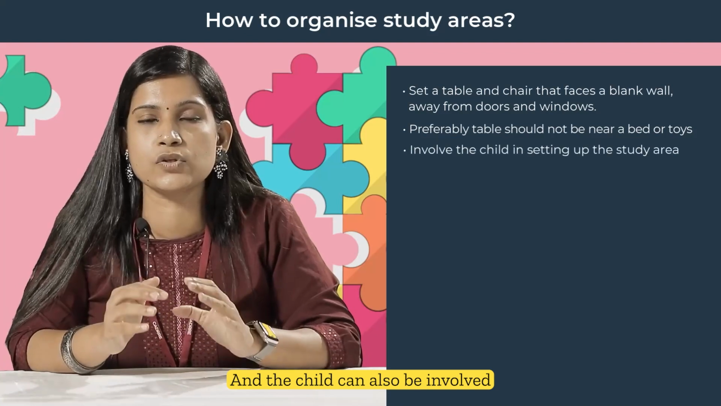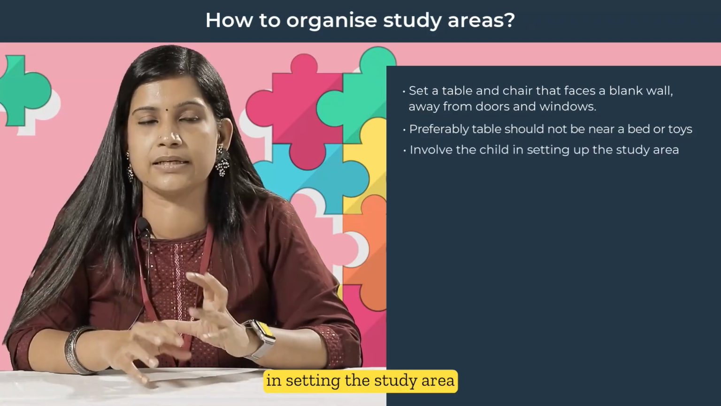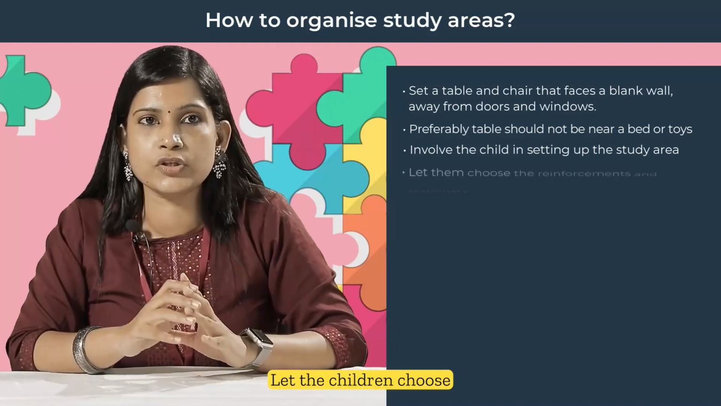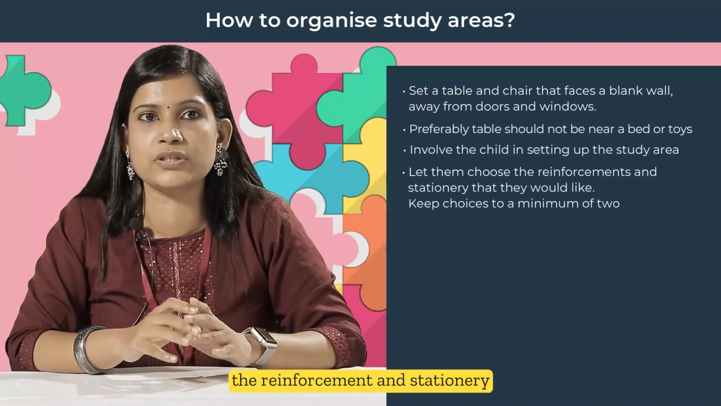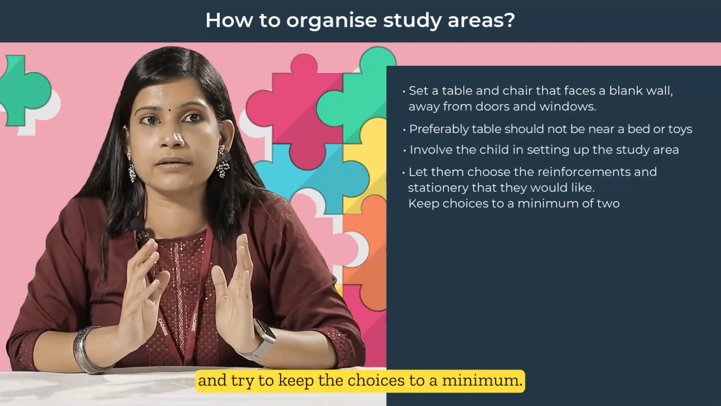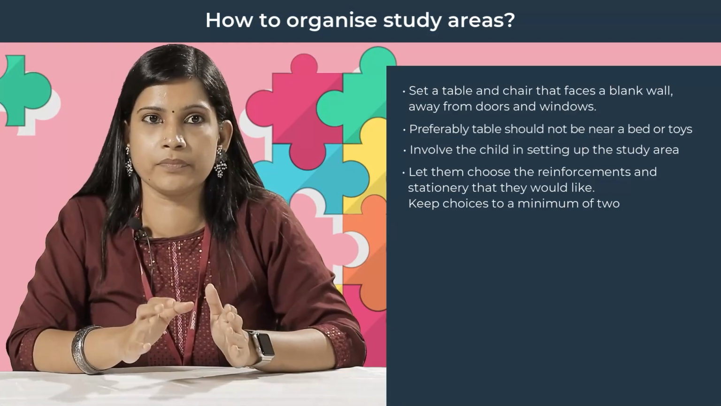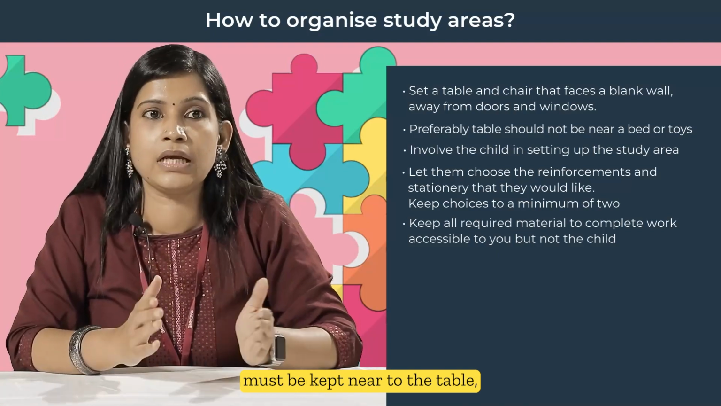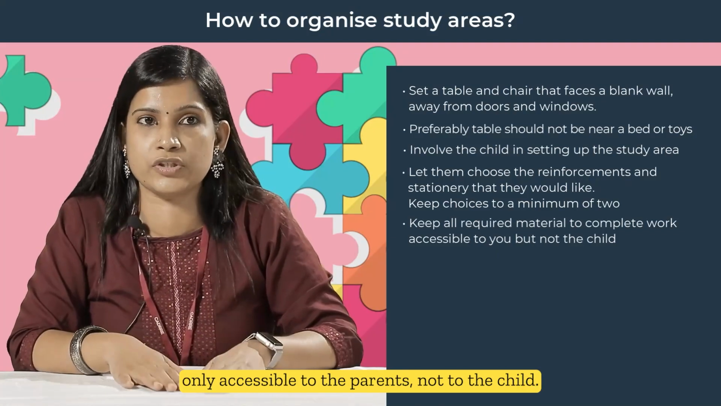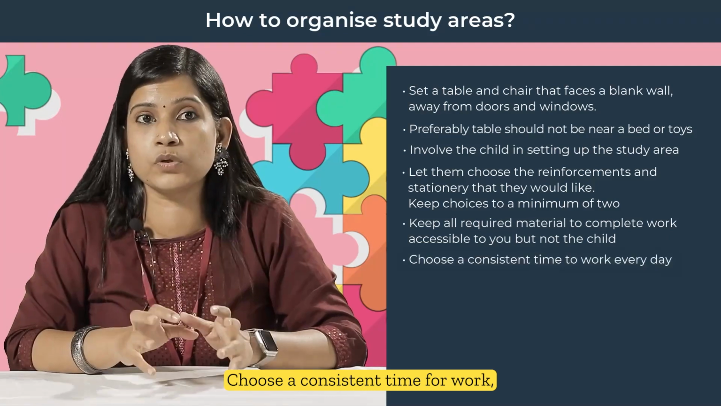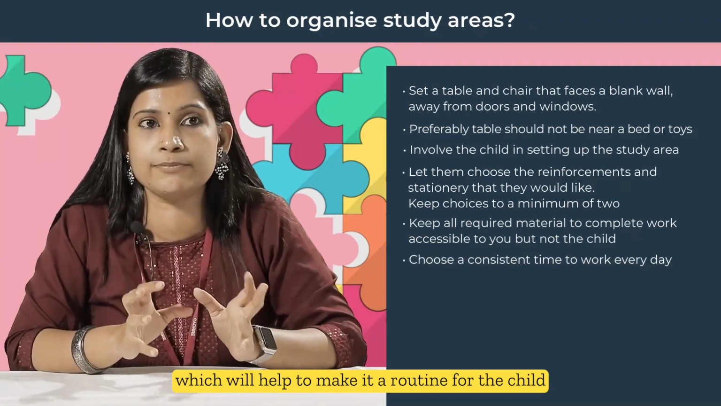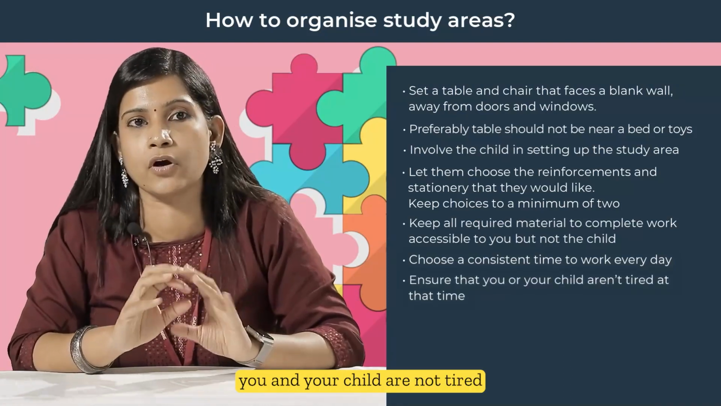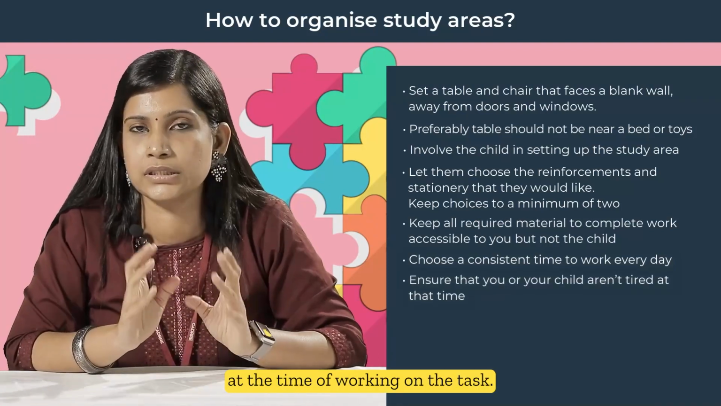And the child can also be involved in setting the study area and also arranging the areas after the sessions. Let the children choose the reinforcement and stationeries which they like the most, and try to keep the choices to a minimum. The required material for the sessions must be kept near the table, only accessible to the parents, not to the child. Choose a consistent time for work, which will help to make it a routine for the child, and also ensure you and your child are not tired at the time of working on the task.